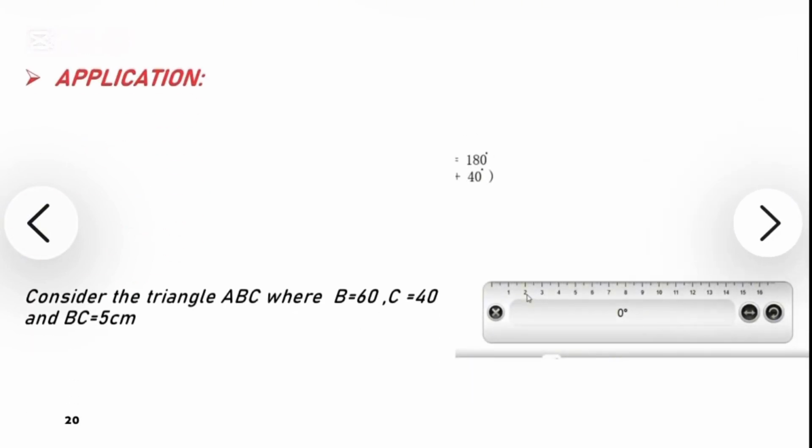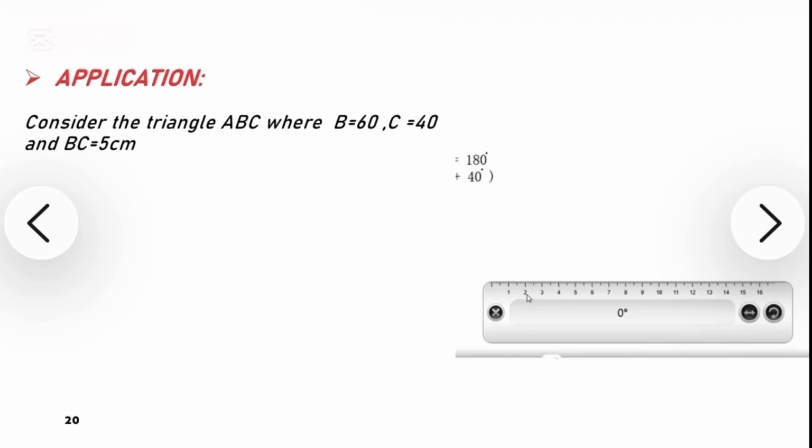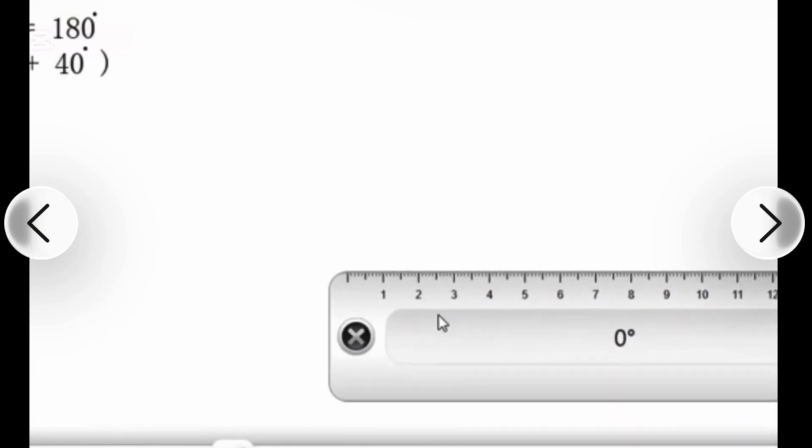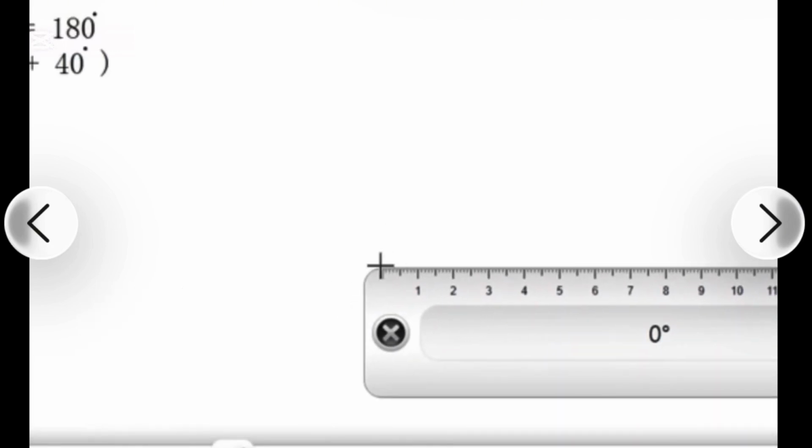Let's solve together this example or application step by step. First, consider the triangle ABC where B equals 60 degrees, C equals 40 degrees, and BC equals 5 centimeters. First, let's draw this triangle. First, using the ruler, I draw the side BC equals 5 centimeters.